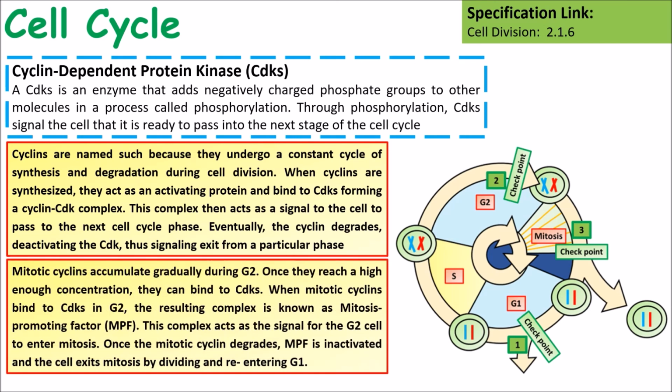Mitotic cyclins accumulate gradually during G2. Once they reach a high enough concentration, they can bind to the CDKs. When mitotic cyclins bind to CDKs in G2, the resulting complex is known as mitosis promoting factor. This complex acts as a signal for the G2 cell to enter mitosis. Once the mitotic cyclin degrades, the MPF is inactivated and the cell exits mitosis by dividing and re-entering the G1 phase.